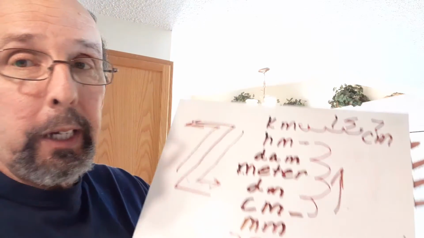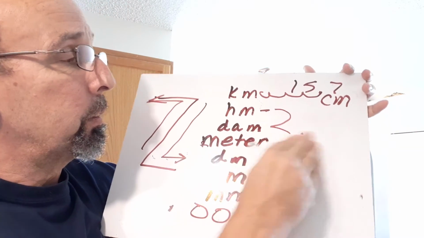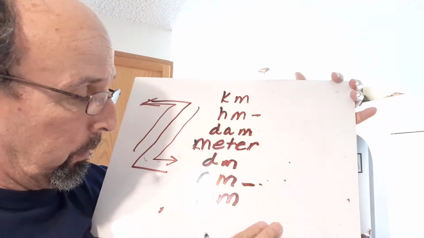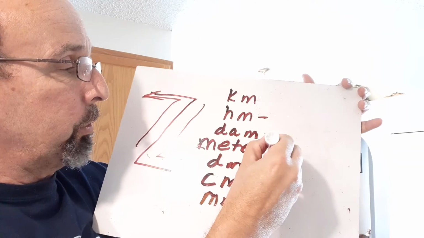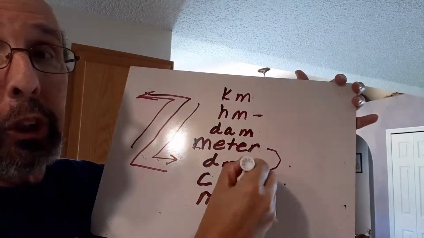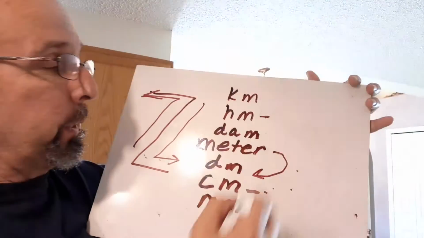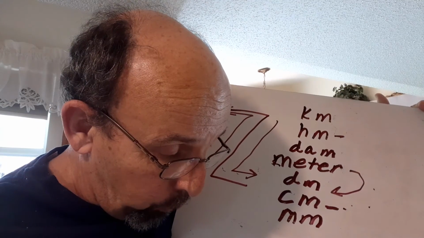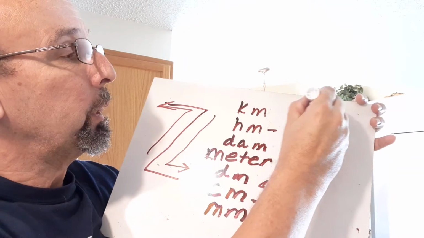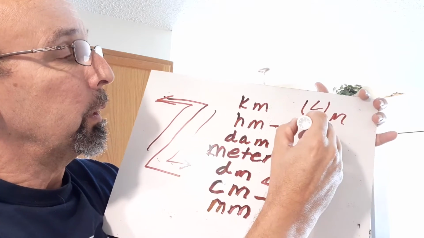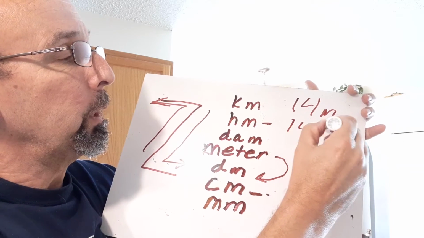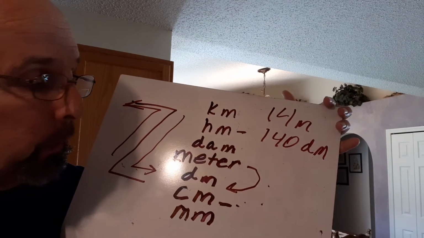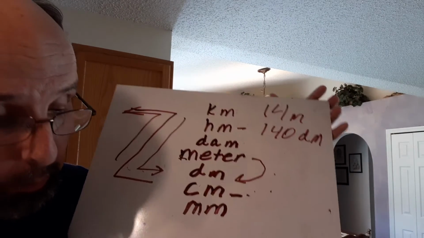If we take a look at that, we're going meters to decimeters. That's only one jump, right? I'm going down in the scale. My decimal place goes to the right. So 14 meters is 140 decimeters. All right, that's how you do those problems.